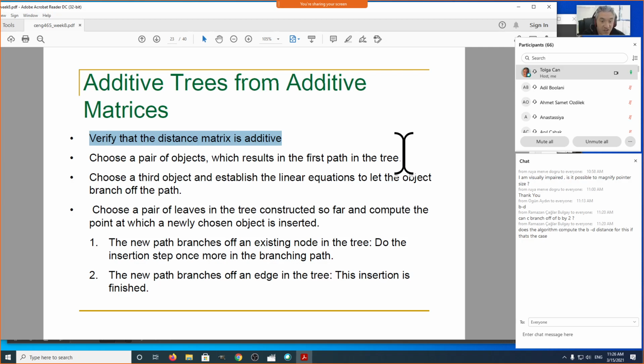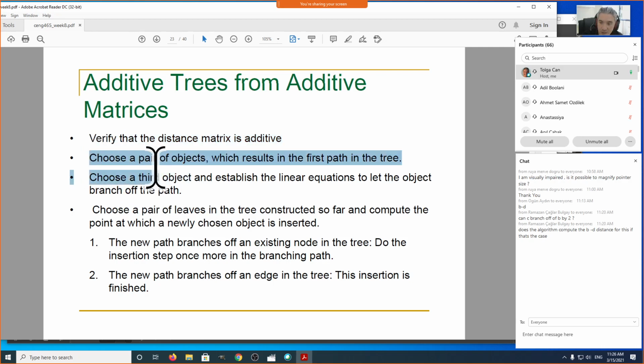We do it in a constant number of steps. And the third step, choosing the third object and solving the system of linear equations of 3 unknowns, again, is constant time. It's also O(1). So these 2 steps, both of them are O(1). Right now, this is O(n) cube, which is dominating the complexity. And what about this step?